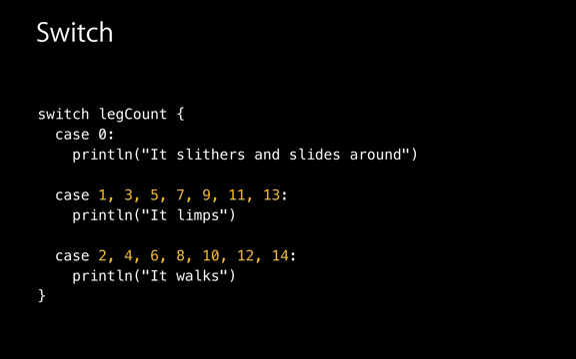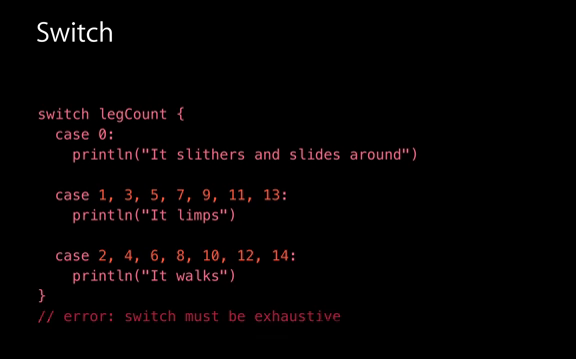And in Swift, I can be much more expressive. So here I'm matching multiple values in a single case at a time. Odd numbers between 1 and 13, animal limps. Even numbers between 2 and 14, it walks. And that's nice, very expressive, but there's a problem with this example. If I try and compile this, I'll get an error. And the error says, switch must be exhaustive.